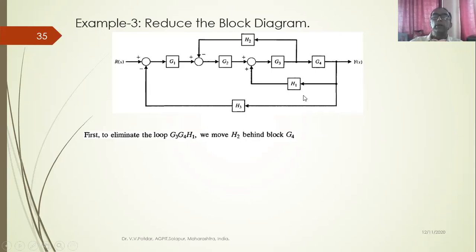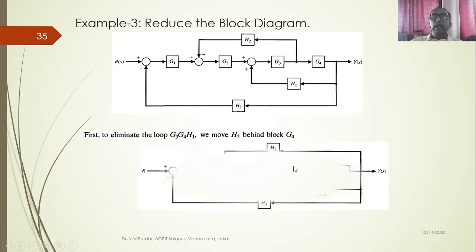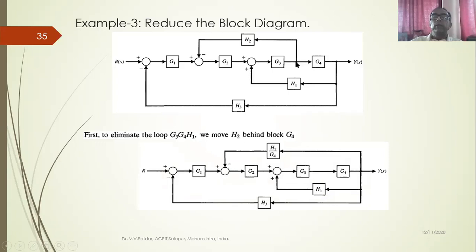So what the rule says, once I move this takeoff point beyond the block, G4 will come inside. At the same time, in this feedback path, I have to multiply it by 1 by G4, right? So it has become H2 to H2 by G4, right? So this is how I can move this takeoff point or pickup point beyond block G4.